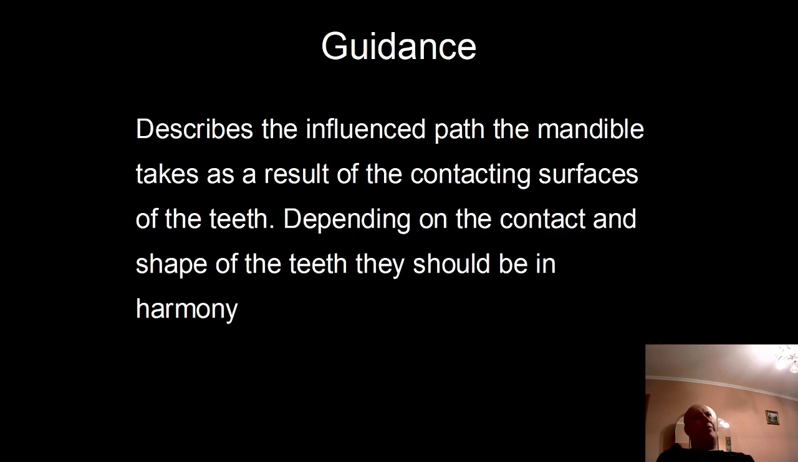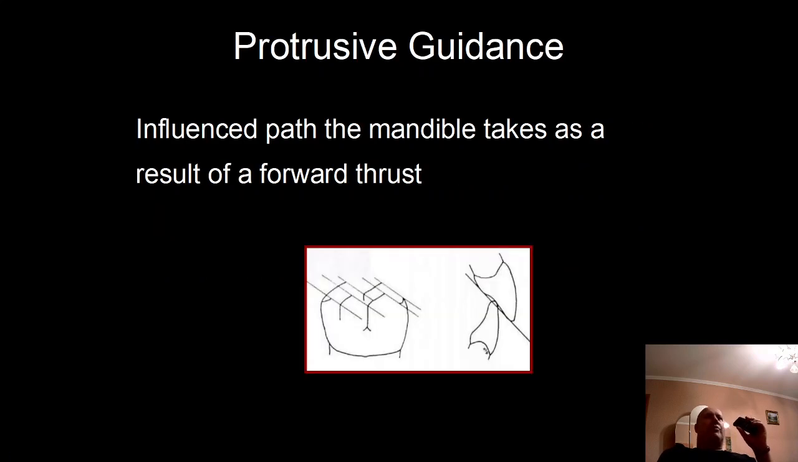Guidance describes the influence on the path the mandible takes as a result of the contacting surfaces of the teeth. Depending on the contact and the shape of the teeth, they should be in harmony. Protrusive guidance.